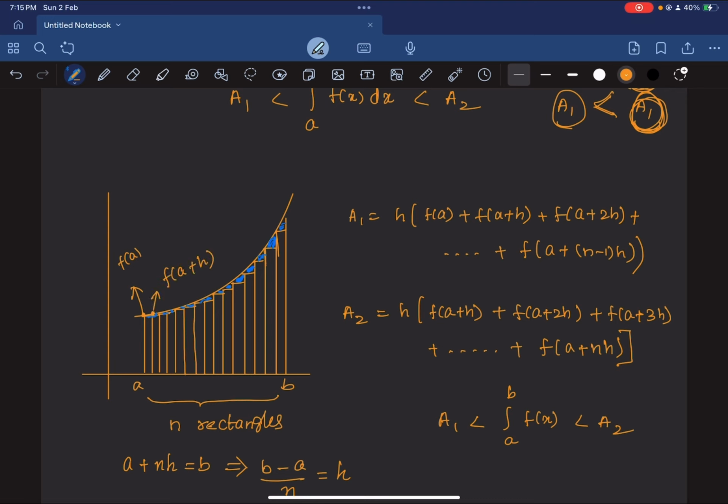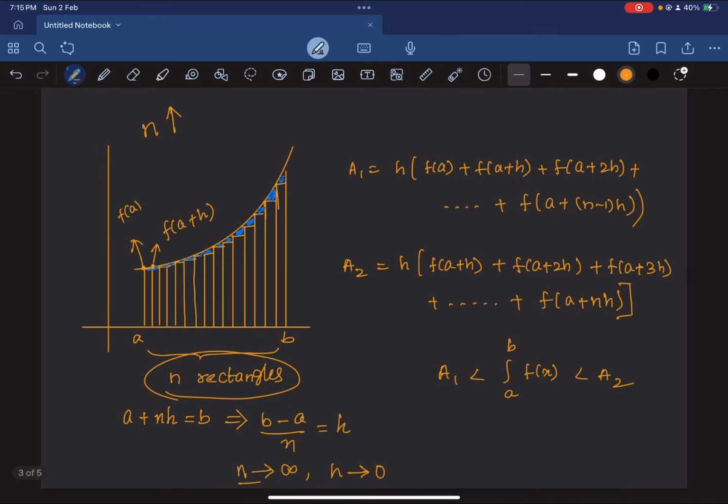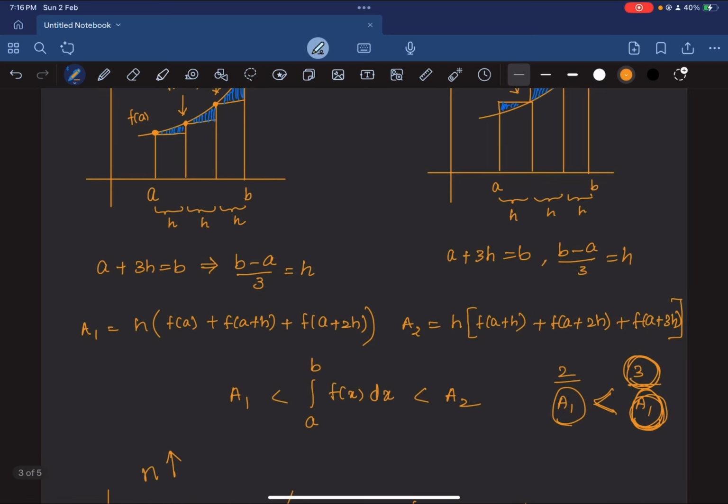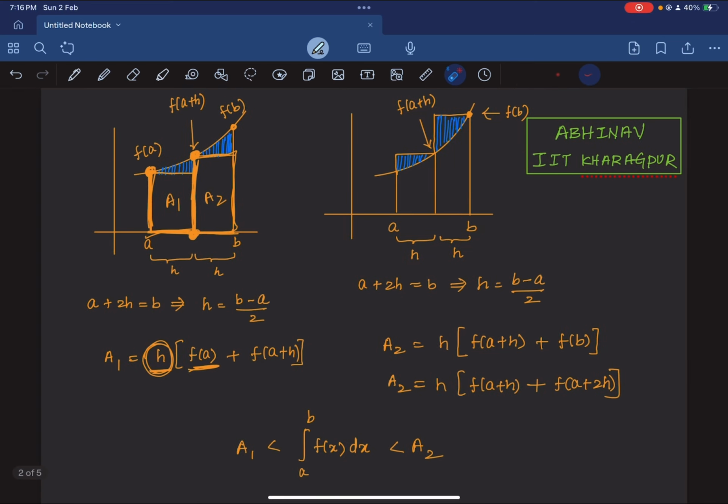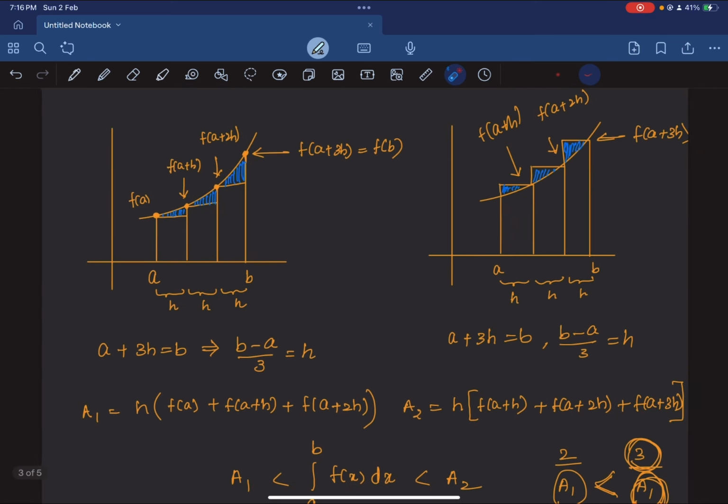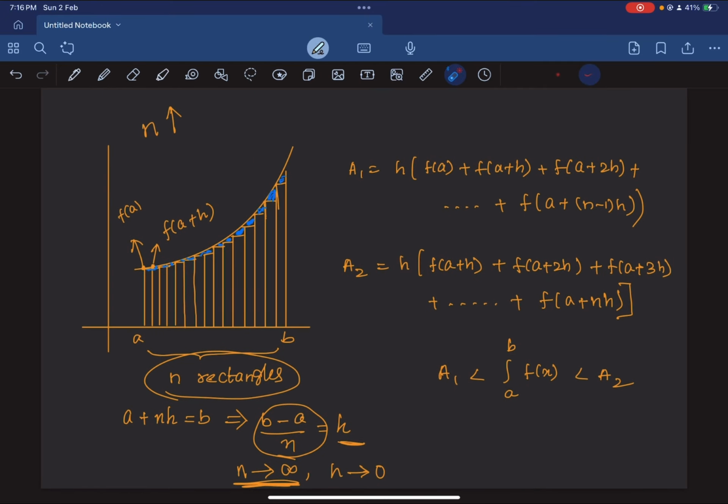All right, now when n gets really large, when n is very huge, when n tends to infinity, we have h is equal to (b minus a) by n. In the case when we have 3 rectangles, h is (b minus a) by 3. When we have 2 rectangles, h is (b minus a) by 2. When we have n rectangles, h will be (b minus a) by n. Now when n tends to infinity, this h tends to 0, and h is the width, this width.